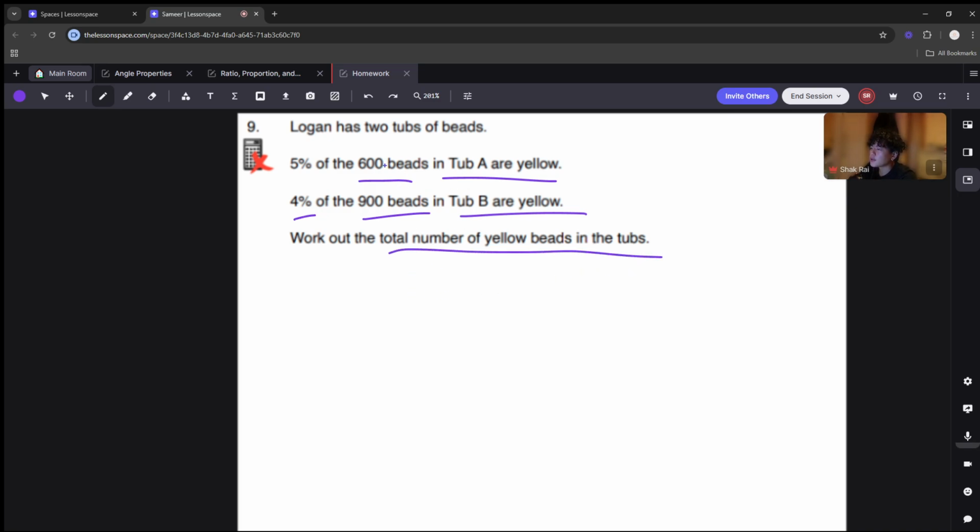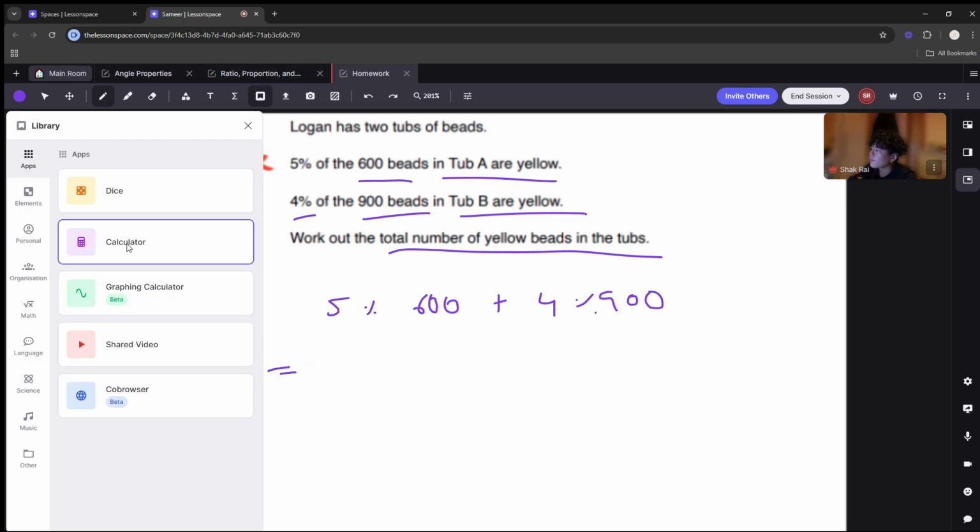So 5% of that and 4% of that. That's relatively simple. We just need to find 5% of 600, and we need to add that to 4% of 900. So what's 5% of 600? I'll just use a calculator here.